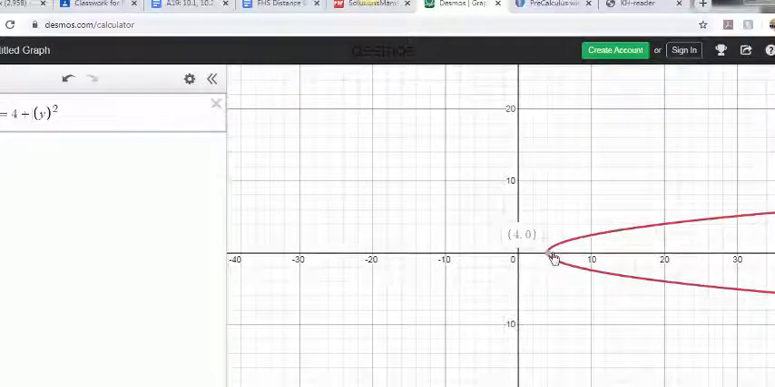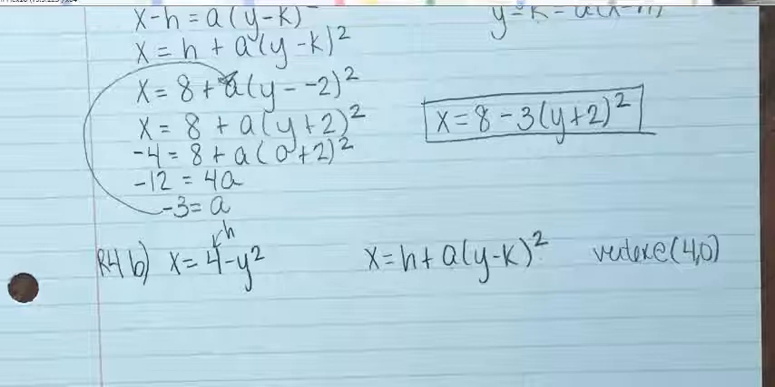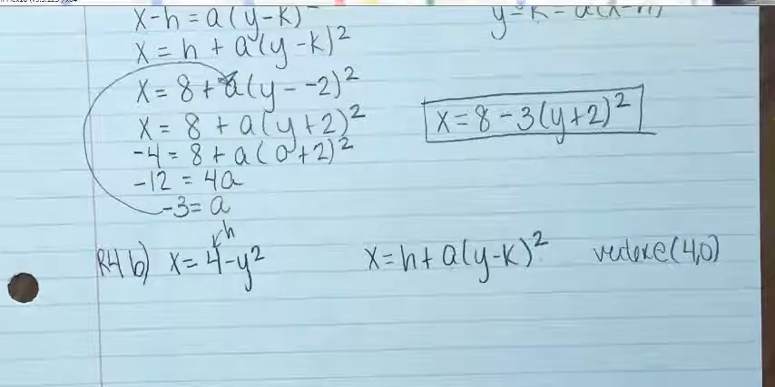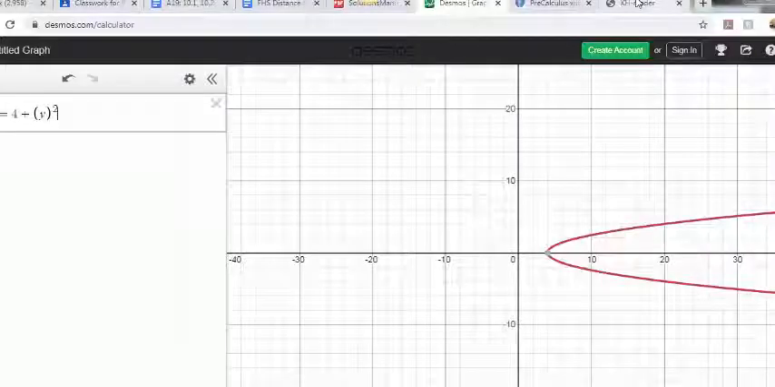So when you have a negative a, it's going to reflect over the y-axis. Just like when it was opening up and down, if we had a negative a, it was reflected in the x-axis. Now because it's on its side and opening in the x direction, this negative a will reflect it in the y-axis. All right, moving on. Actually, let's go back to the problem.